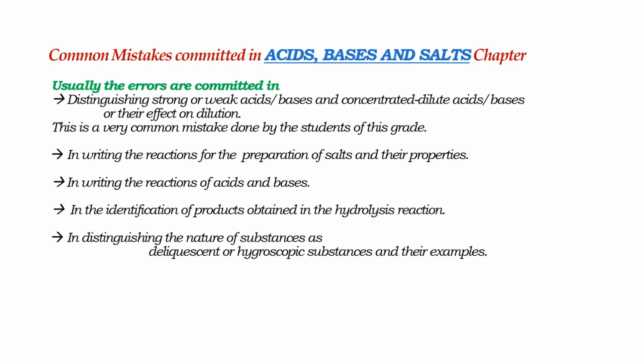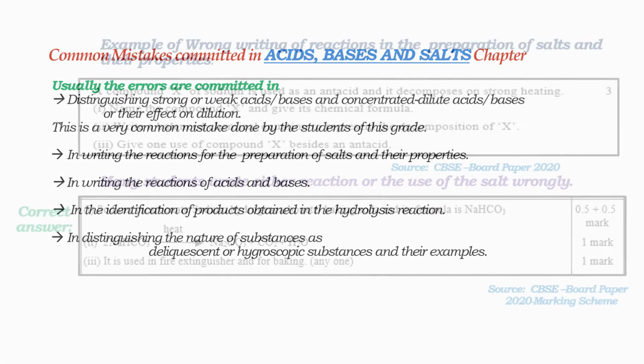Common mistakes committed in the acids, bases and salts chapter. Usually, the errors are committed in distinguishing strong or weak acids or bases, and concentrated or dilute acids or bases, or their effects on dilution. This is a very common mistake done by the students of this grade. Errors also occur in writing the reactions for the preparation of salts and their properties, in writing the reactions of acids and bases, in the identification of products obtained in the hydrolysis reaction, and in distinguishing the nature of substances as deliquescent or hygroscopic and their examples.